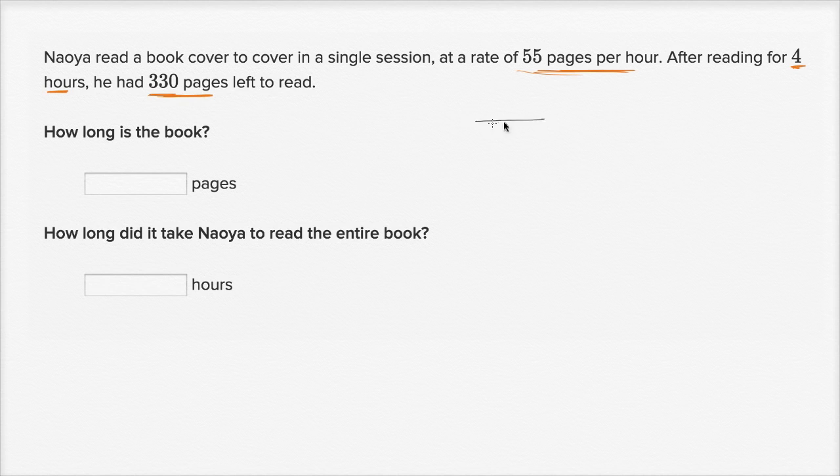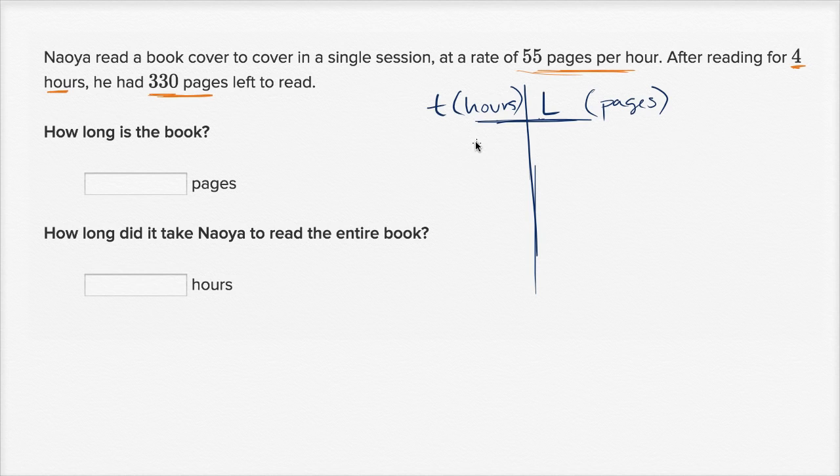So one way is, let's just set up a little table here, and on one column, let's think about how long Naoya has read in hours. So we'll just call that time, T for time in hours. This is how long he has read. And in this column, this is how much he has left to read. So let's just write that L, left to read, and this is going to be given in pages.